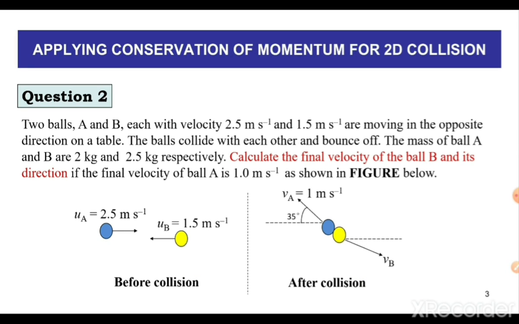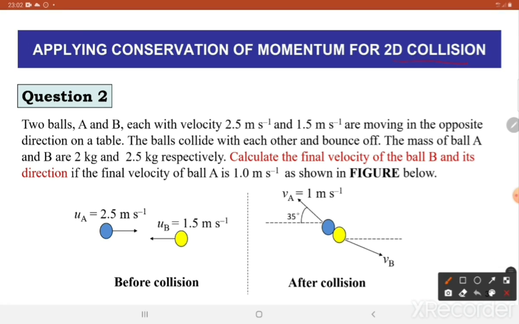Next, applying conservation of momentum for 2D collision. So 2D collisions refer to oblique collision. So question 2, two balls A and B, with velocity 2.5 meter per second for ball A and 1.5 meter per second for ball B, are moving in opposite direction on a table. If you assume ball A is to the right, automatically ball B is to the left. So this value should be in negative value.